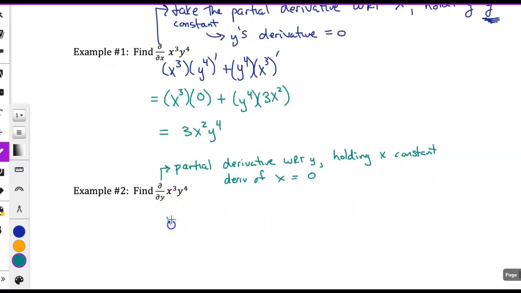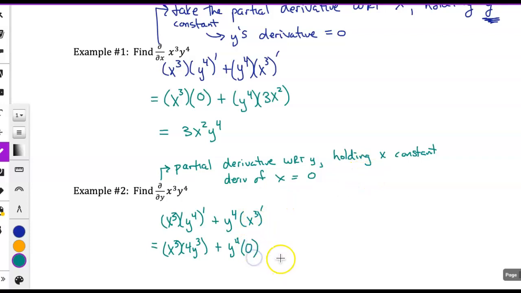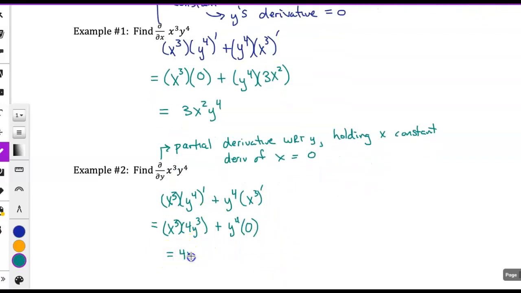Okay, so we're going to do it again. So we'll copy the first times the derivative of the second plus the second times the derivative of the first. Now we're differentiating with respect to y this time, so y is the variable. So x cubed, because we're copying, the derivative of y to the 4th is 4y cubed plus y to the 4th. And then the derivative of x with respect to y partially, right? So we're holding x constant. And so that means the derivative of a constant is 0. So now we just clean this up. We get 4x cubed y cubed.